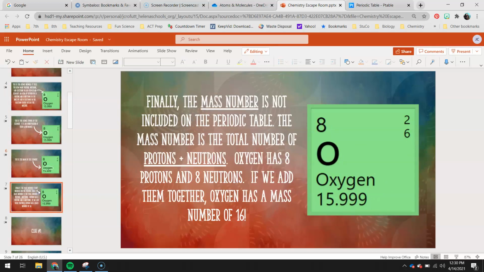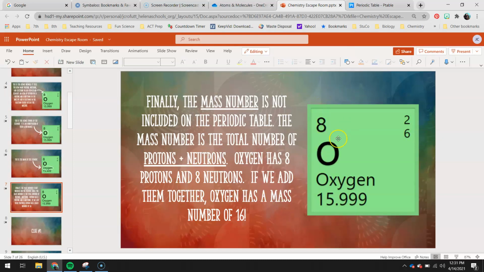And finally, something that you won't find on the periodic table, but you will find hints to or helpers to, is the mass number. The mass number is not included on the periodic table. The mass number is the total number of protons and neutrons. What we do find on the periodic table, though, is the atomic number. And remember that the atomic number tells us how many protons we have and how many neutrons we have. So for instance, oxygen has an atomic number of 8, meaning it has 8 protons and 8 neutrons. So if we add the protons plus the neutrons, 8 plus 8, we would have a mass number of 16.